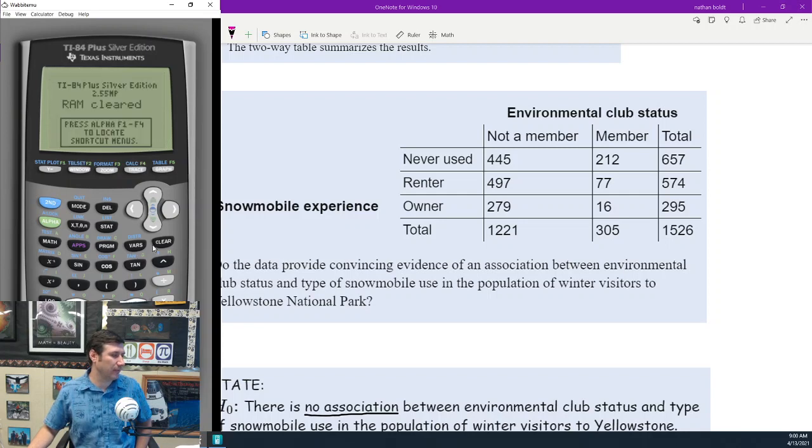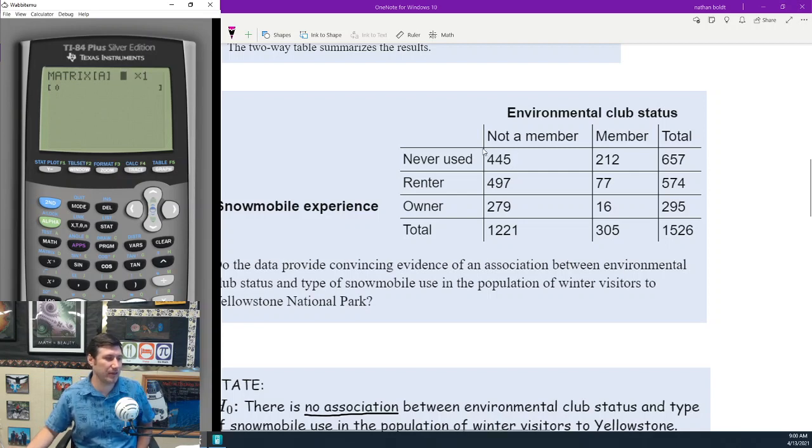There we go. Second matrix. I'm going to go over to edit. I'm going to edit A. So let's see. This is a 3 by 2. If you mess up which number goes first, well, then just change it. I always forget, but I got it right this time. So 445, 212, 497, 77, 279, and 16. All right, now remember, those are not the expected counts. Those are the observed counts.